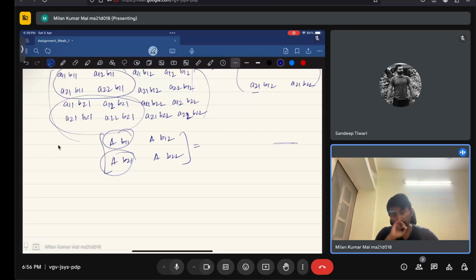This can somehow be written like this. This is something called A tensor product B. Usually it is called that. Okay, just let me check what is the determinant of A tensor product B. This is what is called A tensor product B.